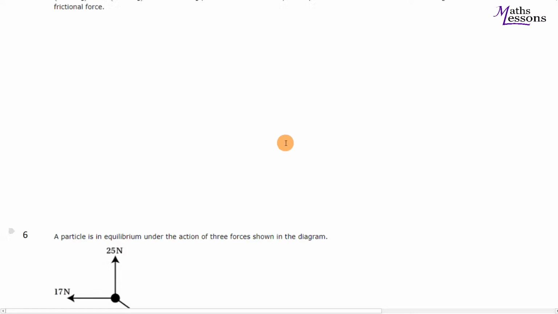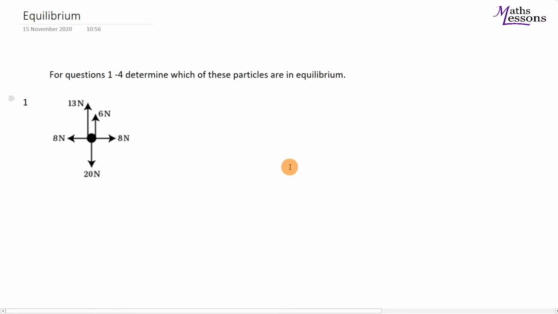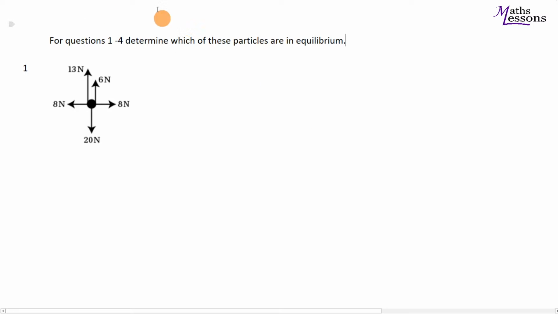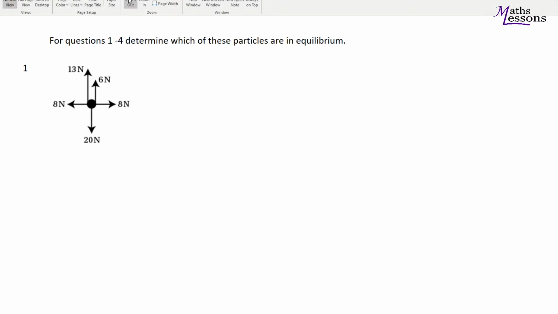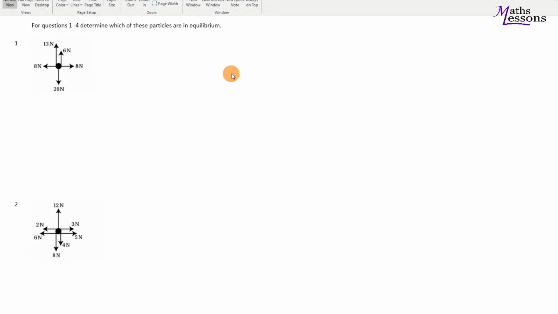Right, moving on, we're going to look at some equilibrium questions. So let's just get the view out a bit so you can see both. Okay, hopefully you can see both of these. Which of these two are in equilibrium? I'll give you 2 minutes to think about that.